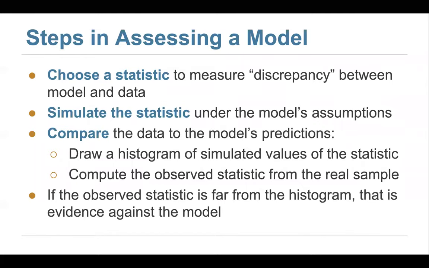In the case of the pea plants, the alternative was just that, no, it's not 75%. So in that case, you want large values to be evidence against the model and low values to be evidence against the model. When both large values and small values are evidence against the model, it's really common to make your test statistic just the absolute difference between what you observe and what the model is claiming.